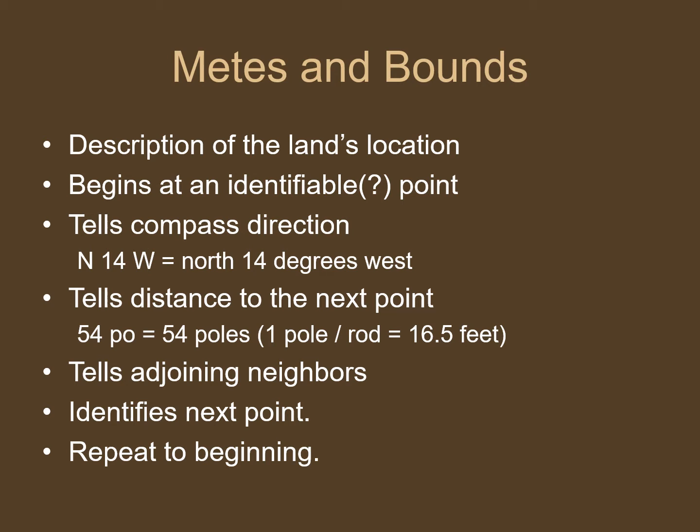It intends to begin with an identifiable point, though in many old deeds that point may be hard to locate today. The compass direction and distance take you to the next point. The unit of measurement in the colonial period was called a pole or rod, equivalent to 16.5 feet. Typically, adjoining neighbors are mentioned, which can be helpful in locating a tract.